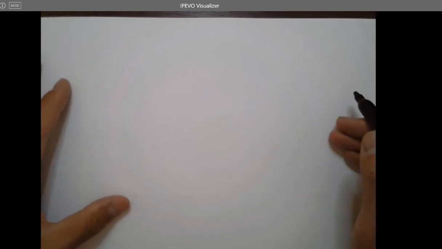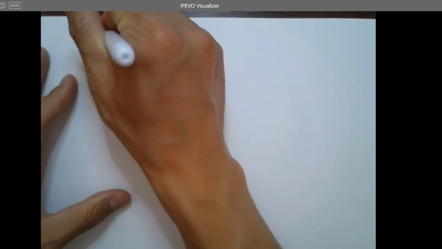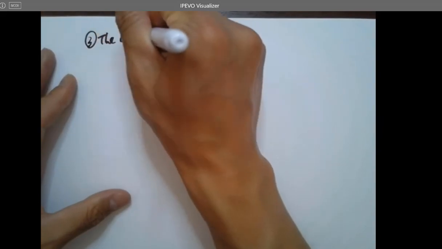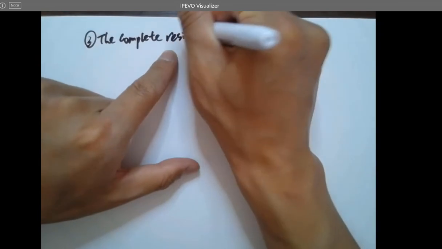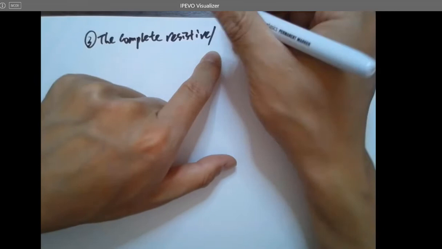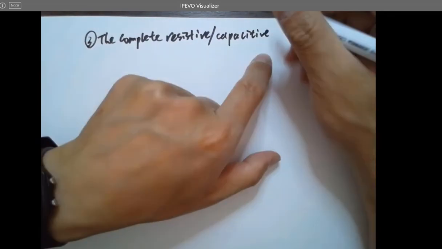And then, since we already know Rn and Rp, we are able to draw the resistive and capacitive switching MOSFET model. Complete resistive and capacitive switching.